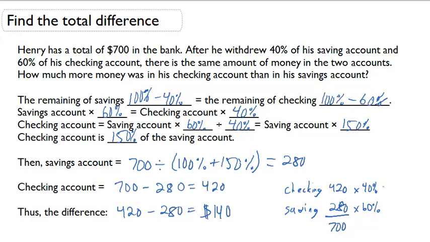If we do these calculations, 420 times 40% is $168, and 280 times 60% is also $168. So this checks out. Our final answer for the difference between them is $140.